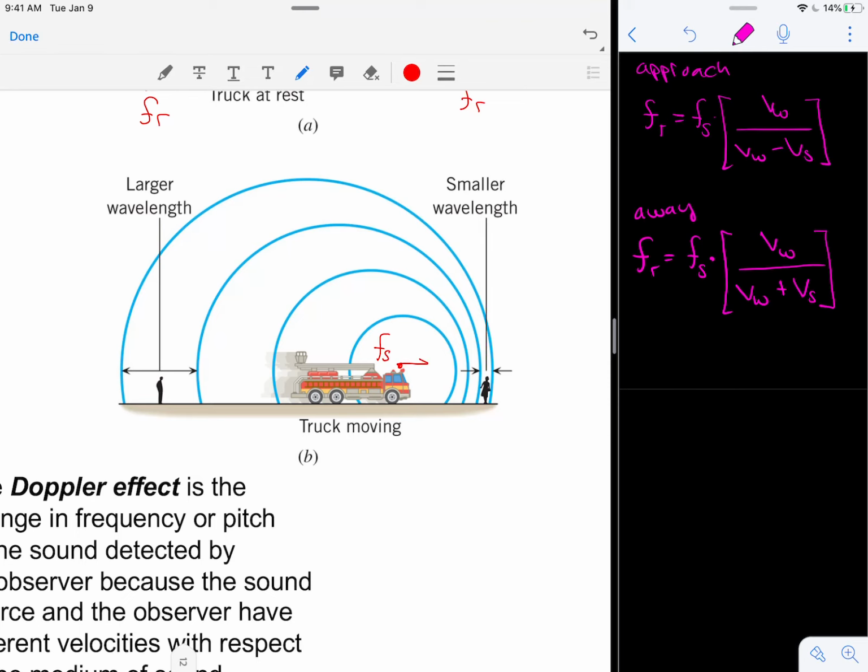But now, because the siren is moving with the velocity V source, the person in front of the siren is going to hear the frequency defined by this equation. Frequency received is going to be frequency source multiplied by the velocity of the sound wave, because again, the sound wave itself is moving with the velocity, divided by the velocity of the sound wave minus the velocity of the source, or the velocity of the siren. And the person standing back here, what they're going to receive is the frequency of the source multiplied by the velocity of the sound wave, divided by the velocity of the sound wave, but plus the velocity of the siren or the source.